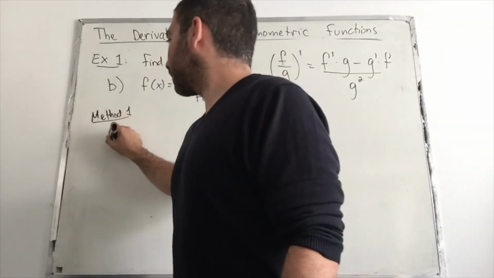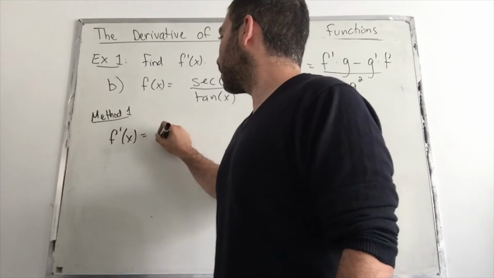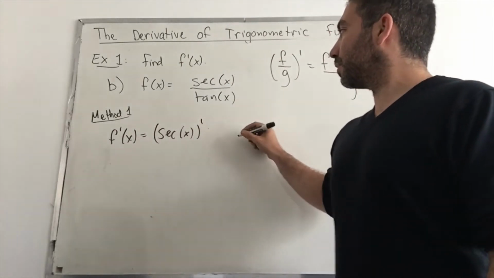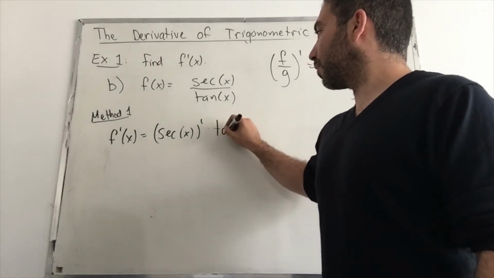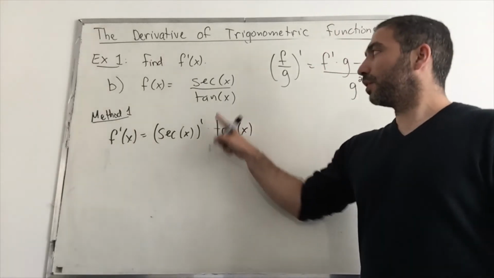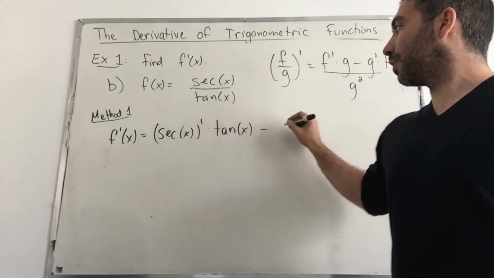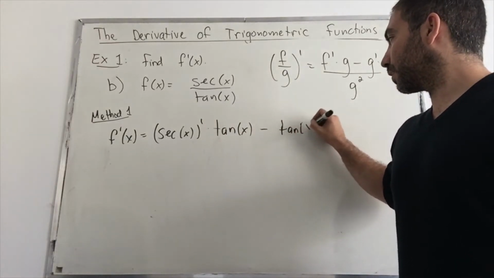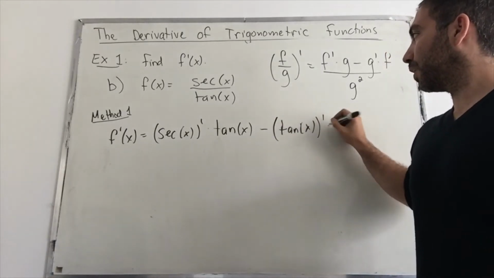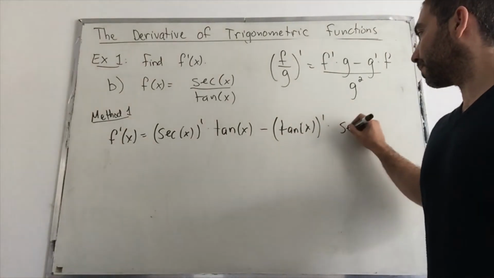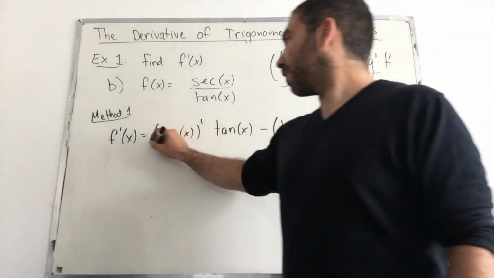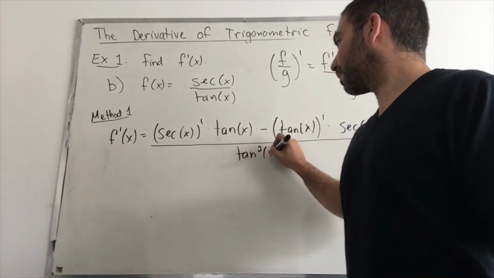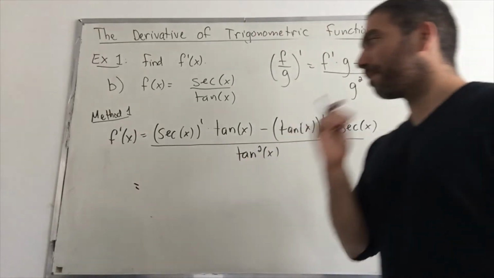So f prime of x is equal to secant of x, prime times the derivative of the top times the bottom, we leave it, so minus the derivative of the bottom, so tan of x, all this prime, times the top, all this over the bottom squared. So let's go ahead and solve it.